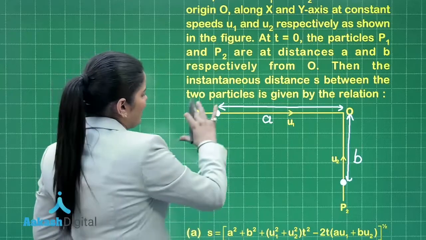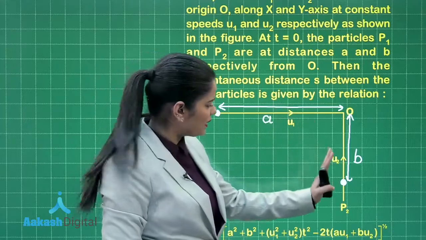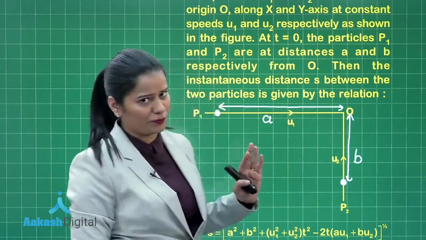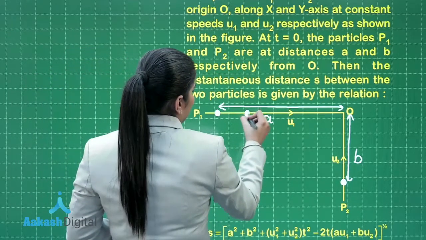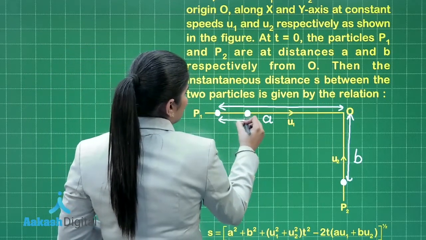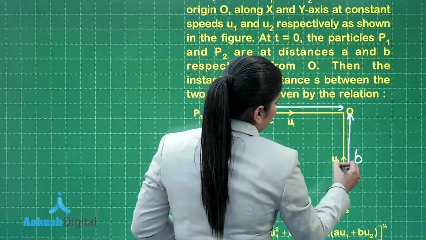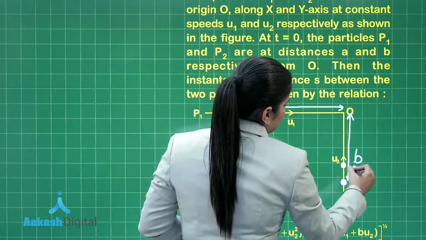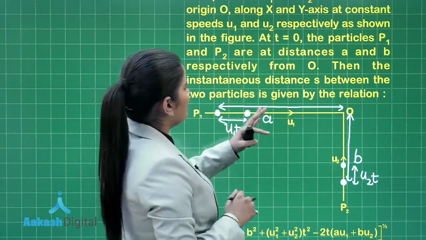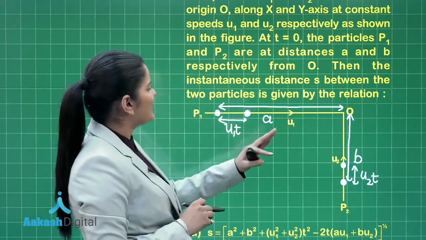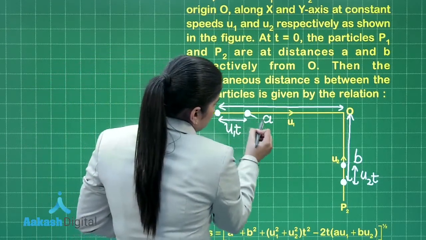At time t equal to 0. Now as per this question, particle P1 is moving with uniform speed u1 and particle P2 is moving with uniform speed u2. Now let us suppose after time t, particle P1 is here. What is going to be this distance? That will be u1t, and particle P2 is here. What is going to be this distance? That will be u2t. Now as per this question, we need to find the instantaneous distance s between the two particles.